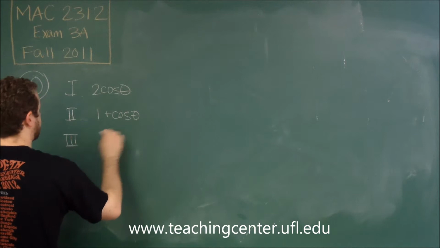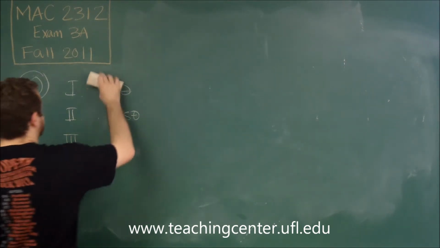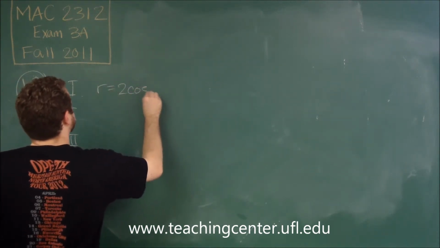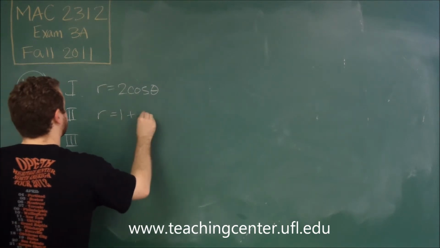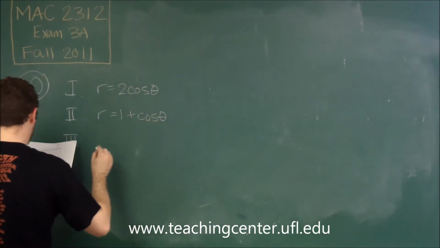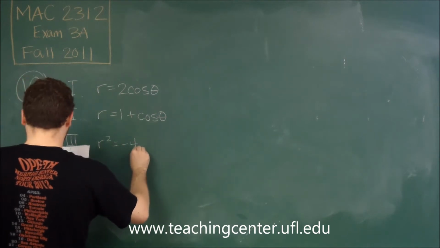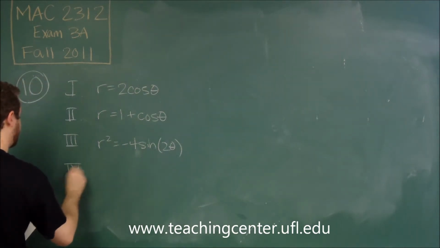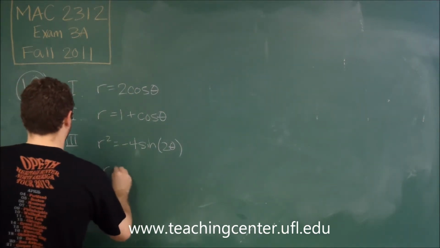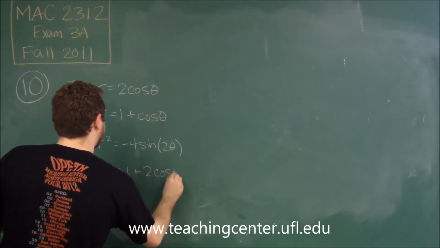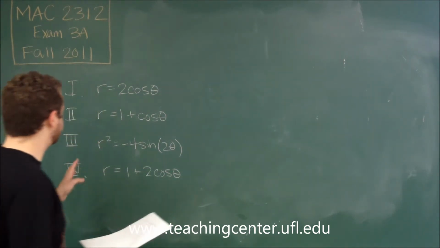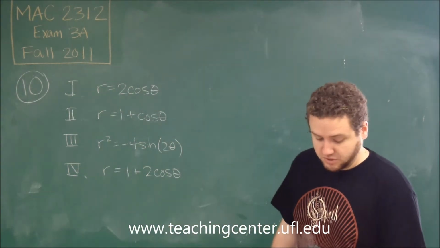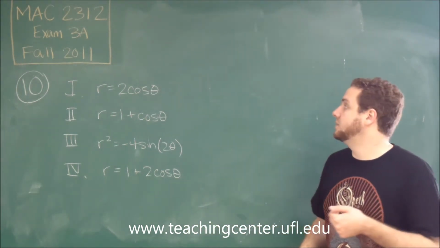Number 3 is, let me write this as R squared equals -4 sine 2 theta. And the last one is R equals 1 plus 2 cosine theta. So we have these 4 graphs and we want to know which of them do not intersect the third quadrant. So we're going to have to know what all of these look like to a degree.